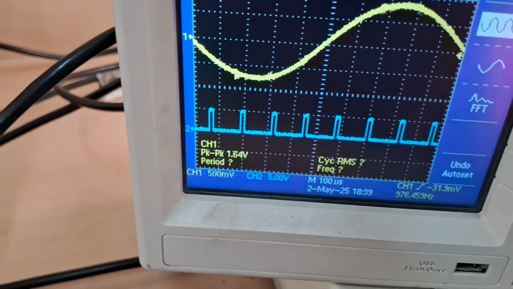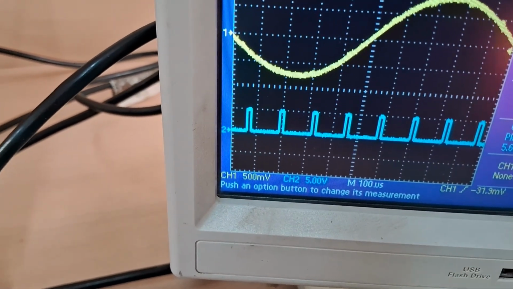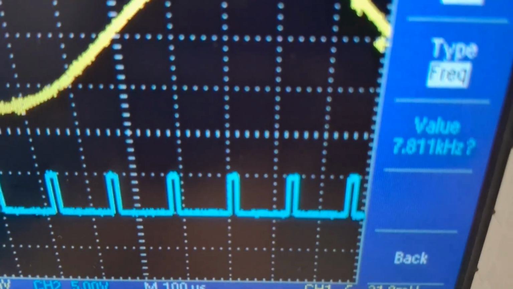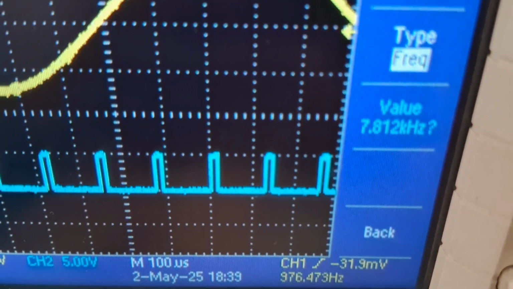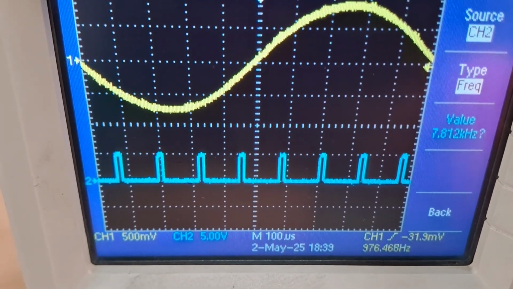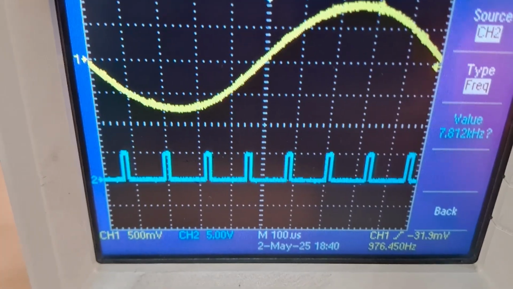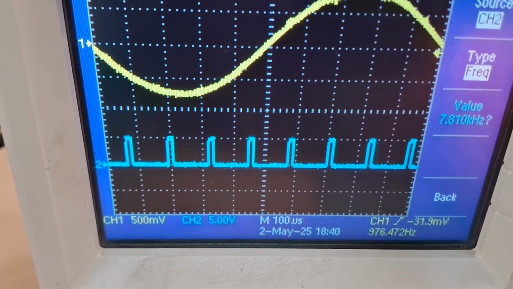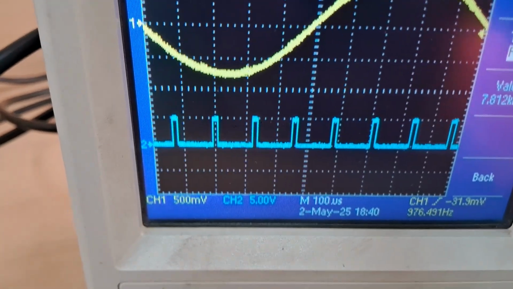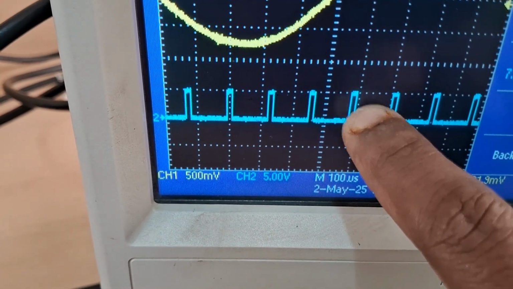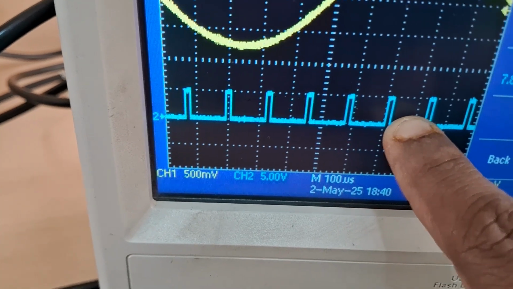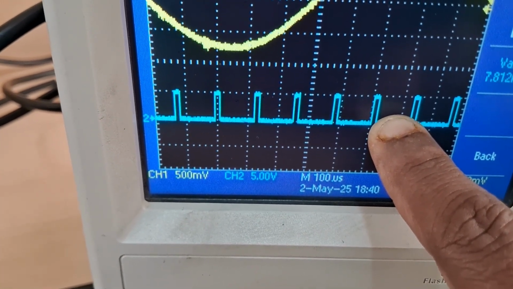How 8 samples? As I measure and press the frequency for channel 2, what you can see is the channel 2 frequency is 7.8, that is approximately 8 kilohertz, and our analog signal is 1 kilohertz. So in one cycle of the 1 kilohertz signal, there are 8 samples: 4 samples in the positive half and 4 samples in the negative half. How do I measure the samples? Starting from a particular sampling instant, the rising edge of each sample to the rising edge of the next sample is one sampling instant, that is, one sample.